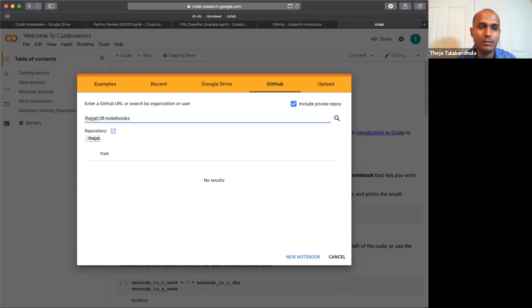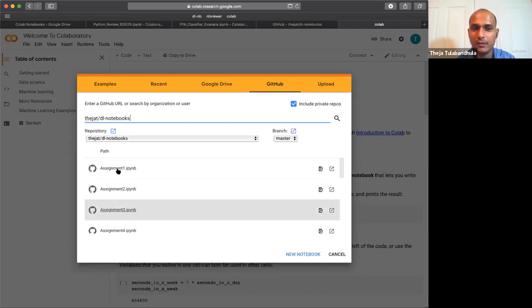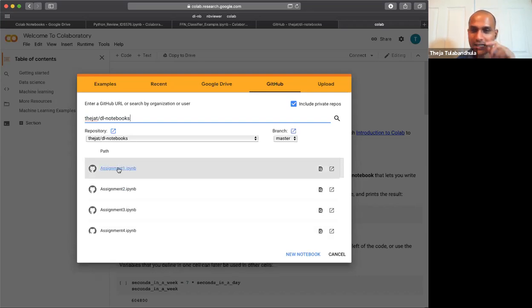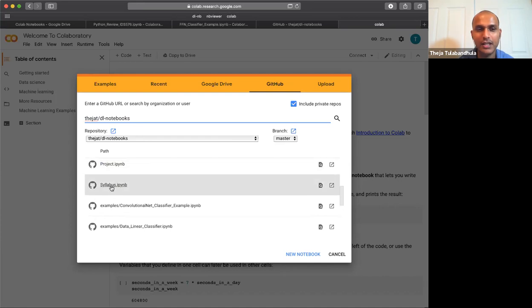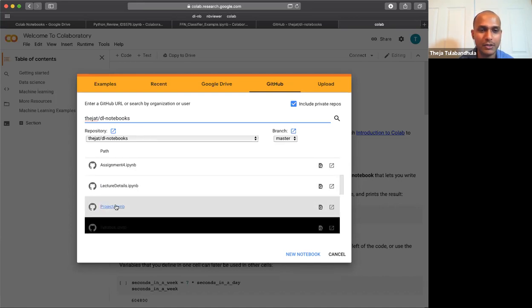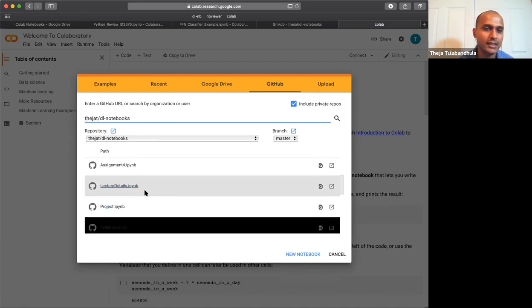And if you press enter, you'll see a bunch of those notebooks. Okay, and in fact, assignment one, you can directly click on it and see the assignment, but you'll also see, for example, you can open the syllabus page. You can also open the project page and so on, the lecture details page and all that.